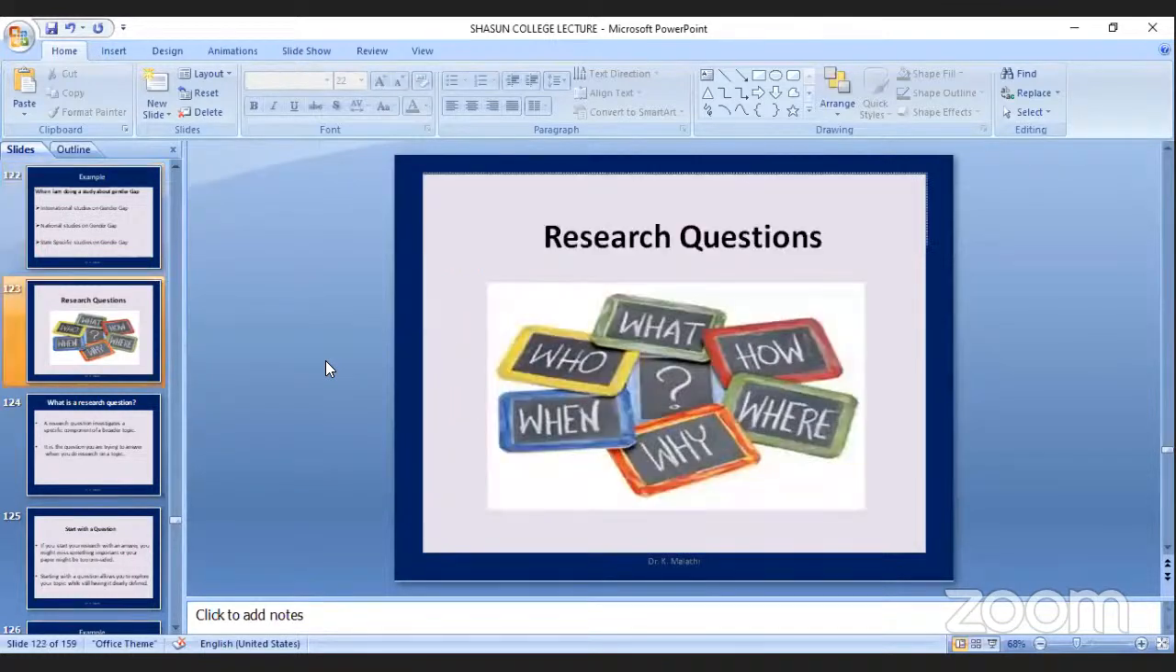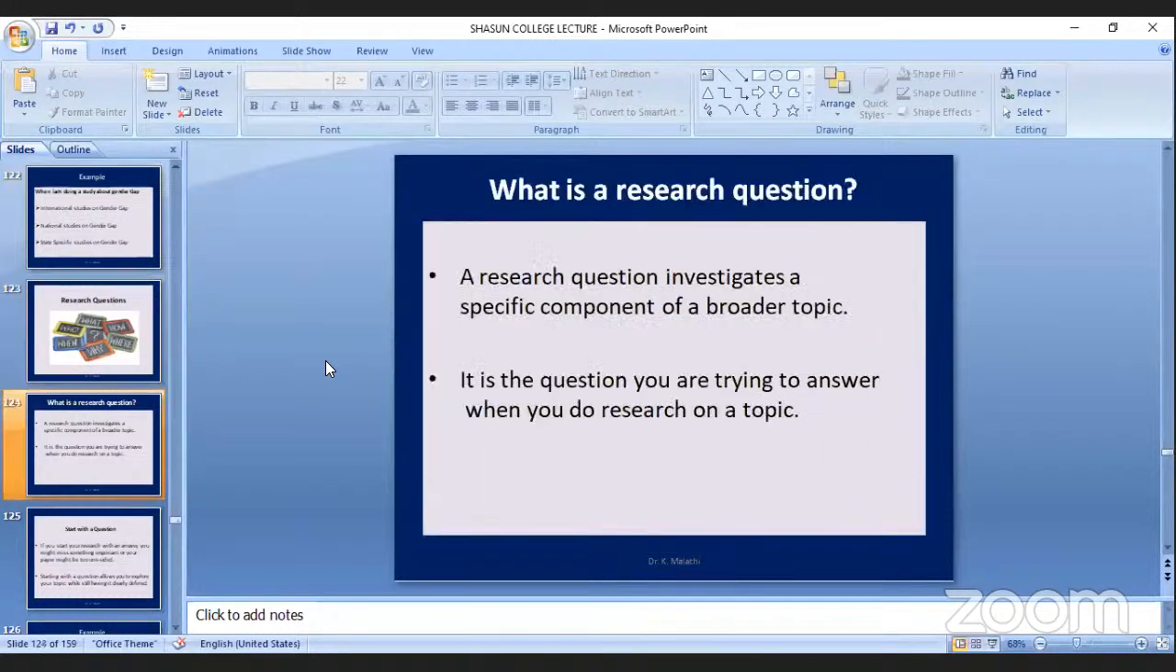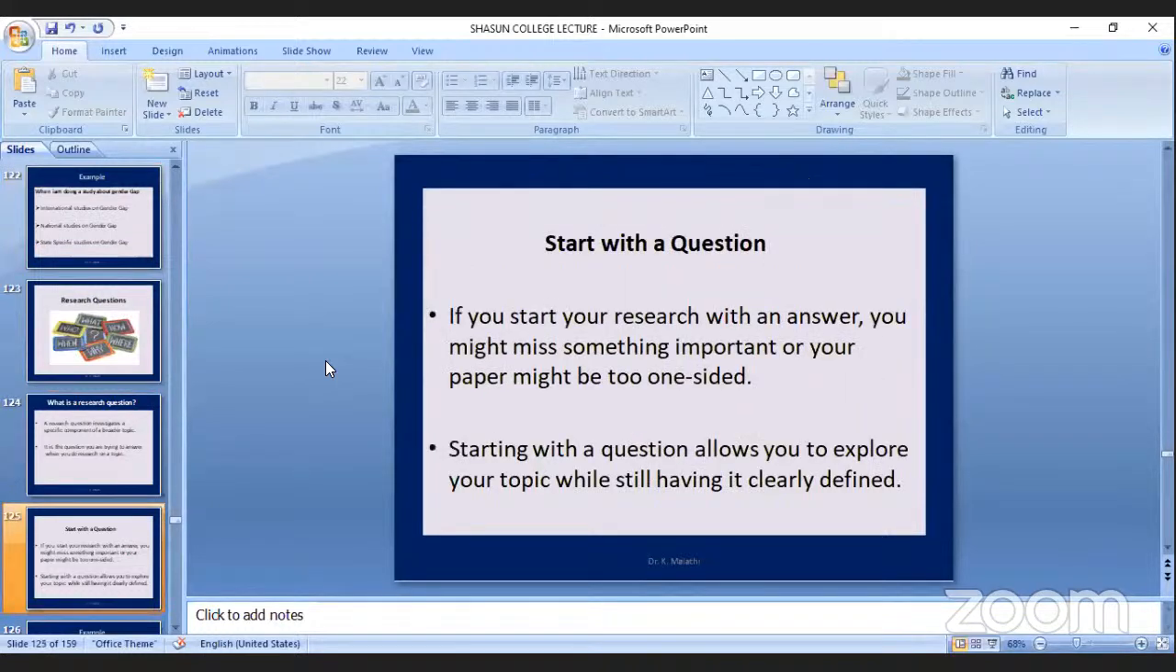Next is your research question. I told you, no, research question is very important. What, how, where, why, all these questions. Some of you will ask, why should I give a research question in my paper? It is very important because, for example, if you start with an answer, it is very difficult. When you ask a question and then write, it becomes very easy.